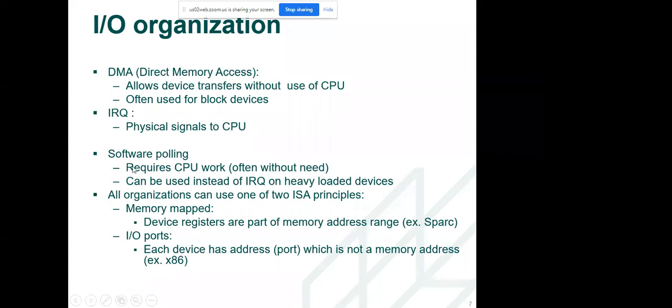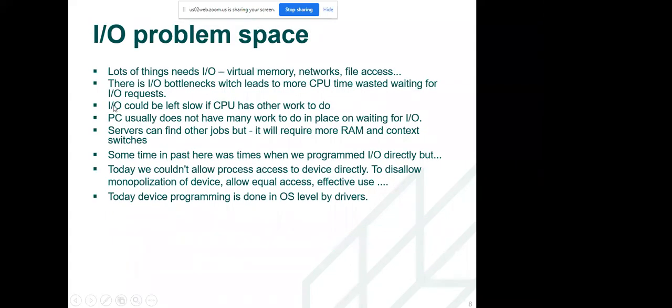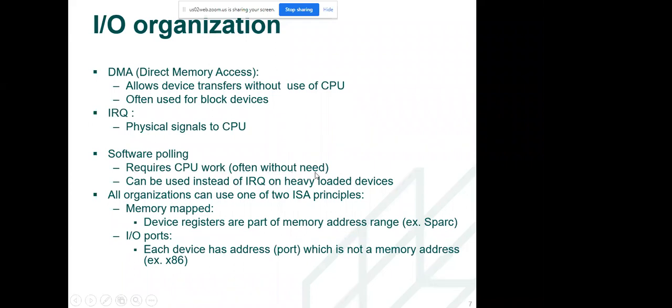Software polling. It requires CPU work, often without need. It can be used instead of IRQ on heavily loaded devices. So software polling is whatever software you are having. Sometimes if a memory transfer is there, your software, your program, whatever instruction you have written, will take over that. It will fetch the things and transfer them to the other memory. You don't need to use the CPU.